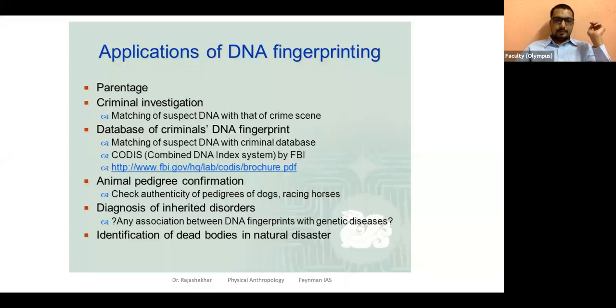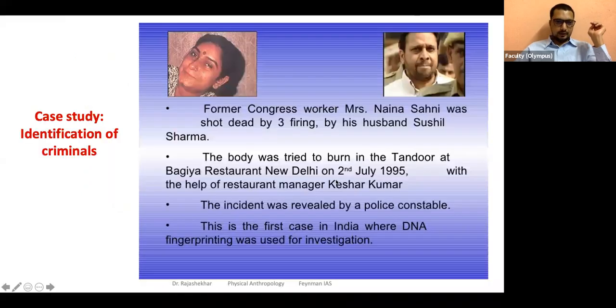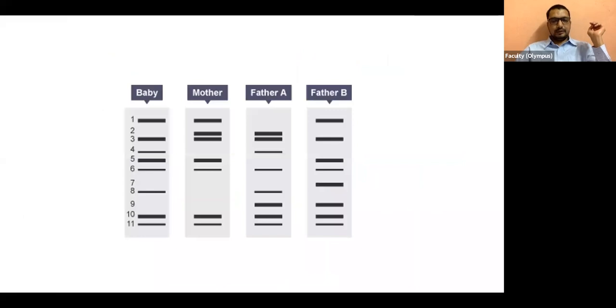So in paternity cases, this is what they normally do. So you have a child. I probably will take another simple example here. Okay, baby. So this is a baby, mother and father. Father A or father B. Okay, can you carefully observe this and tell me which of these people, father A or father B, is the biological father of this baby with this DNA pattern? A little complex pattern you see here.